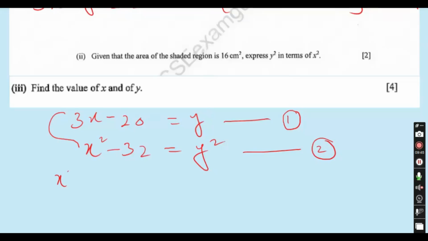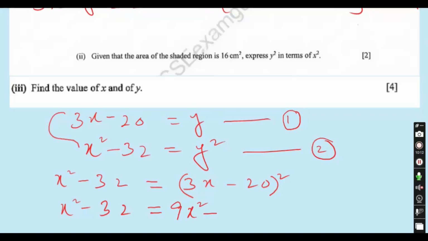So x square minus 32 is equal to y square, and y is (3x minus 20) square. x square minus 32 is equal to, apply the formula (a minus b) whole square. So a square is 9x square, minus 2ab: 2 times 3 is 6, 6 into 20 is 120x, plus 20 square, b square, 400.